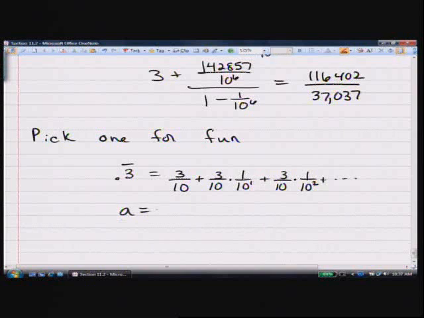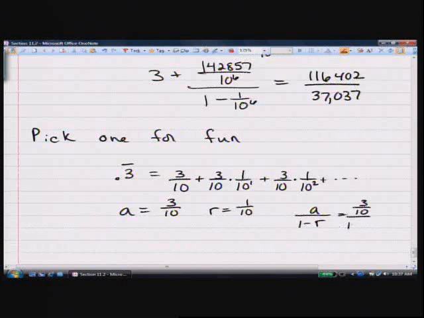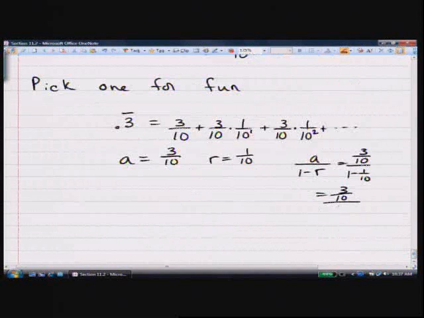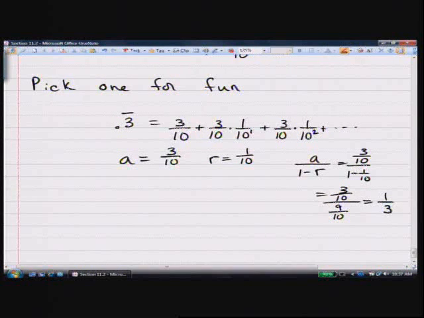So A is going to be 3/10, and R is going to be 1/10. The R is from how many digits you have. The reason it's 10 to the 1 power is because you just have 1 digit. And then the formula is A over 1 minus R. So 3/10 over 1 minus 1/10, which is 3/10 over 9/10, which is, thank goodness, 1/3.